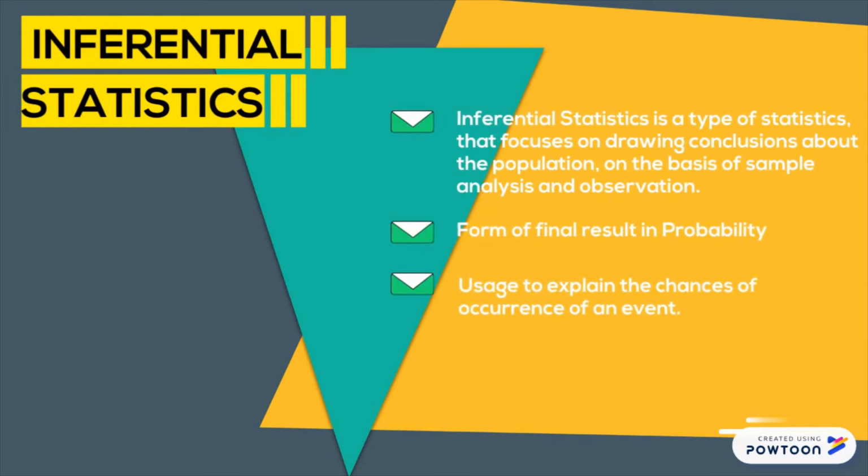Inferential statistics is a type of statistics that focuses on drawing conclusions about the population on the basis of sample analysis and observation. Now that you know the definition of inferential statistics, we talk about what is inside it. The final result in inferential statistics is in the form of probability, and it is used to estimate the chance of occurrence of an event. So we'll go to the example to help you understand inferential statistics.